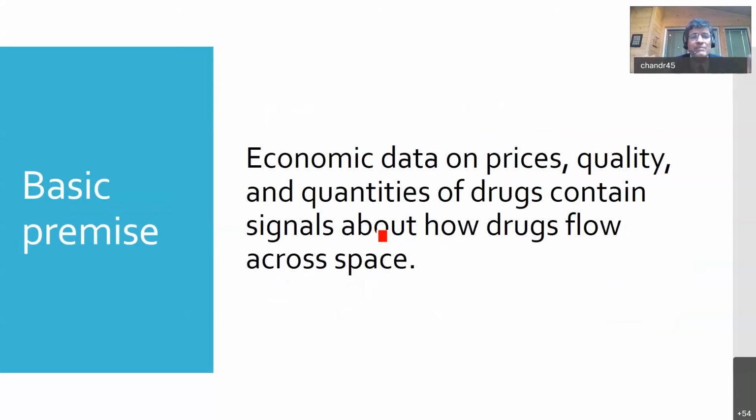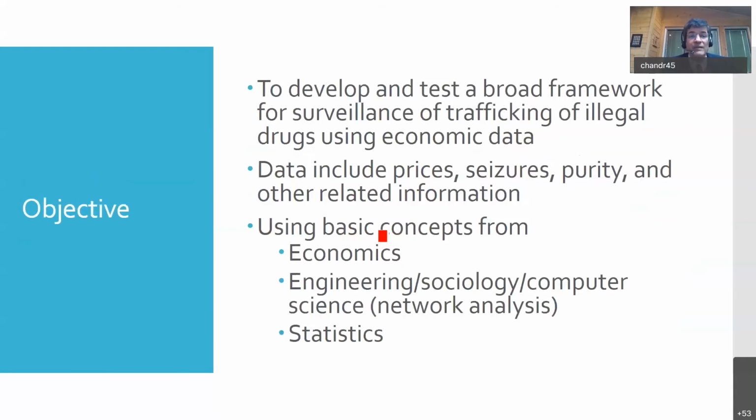Okay? So the basic premise of this presentation is that economic data on prices, quality, primarily purity, and quantities, so the amount of drugs that are being seized, these data actually contain signals about how drugs flow across space. And we can exploit that information to get a sharper picture of what's happening. So the objective of my project, which has now gone on for the better part of a decade, is to develop and test a broad framework for surveillance of trafficking of illegal drugs using economic data. This, by the way, has application to other illicit or illegally trafficked goods, including people. So not just goods, but people.